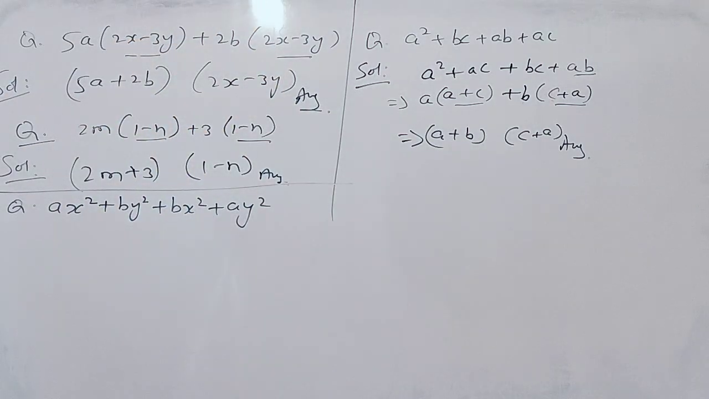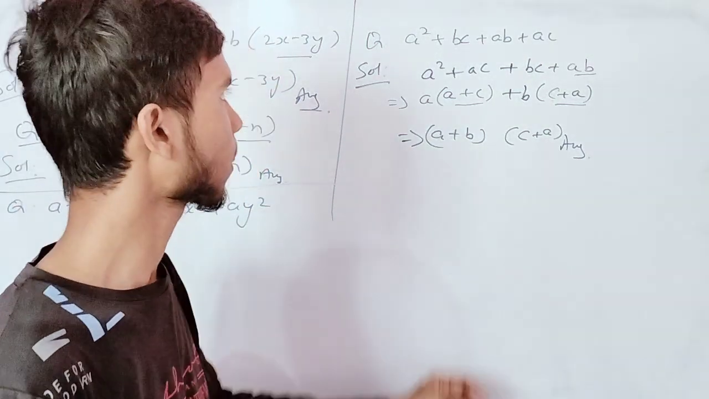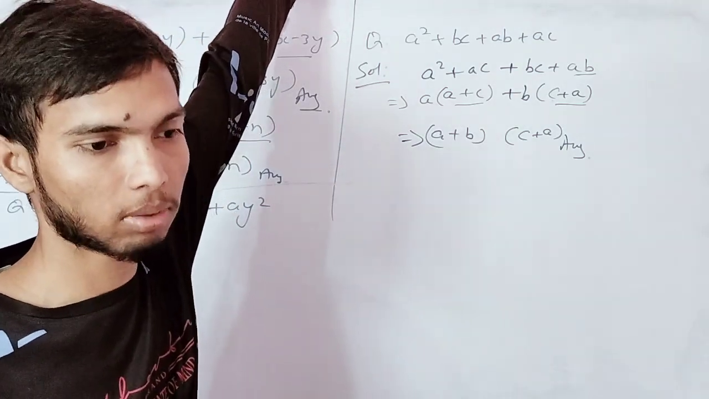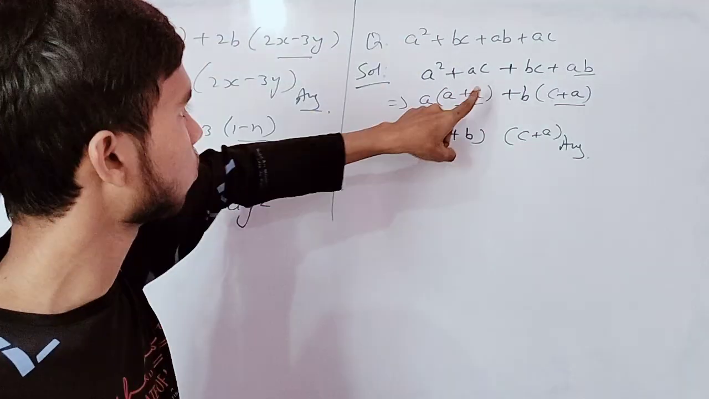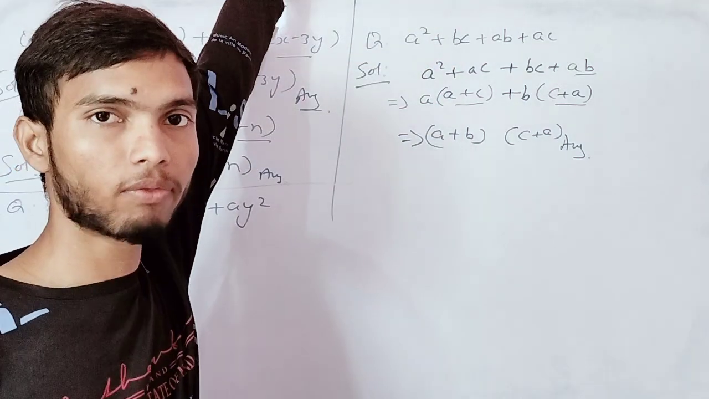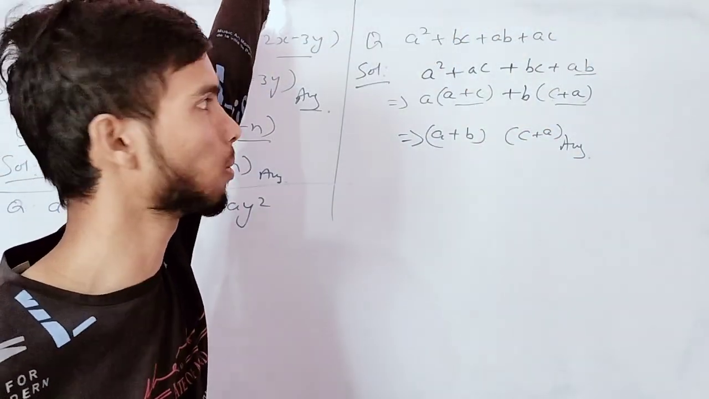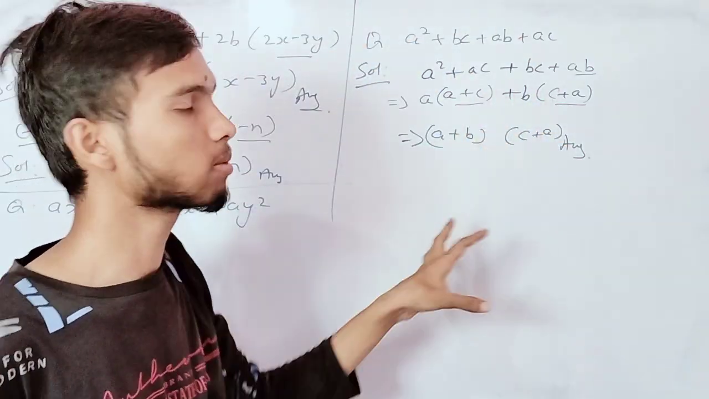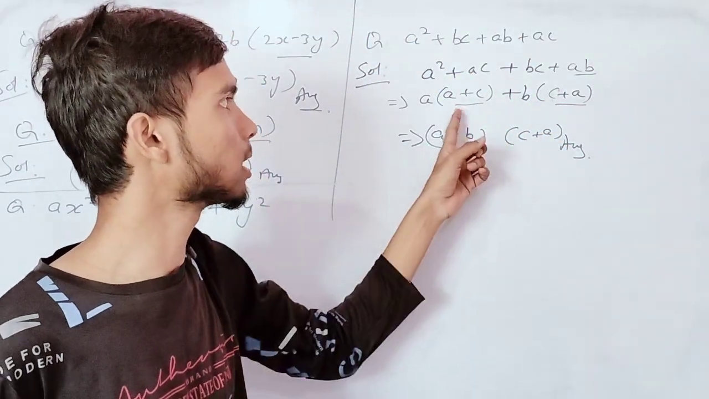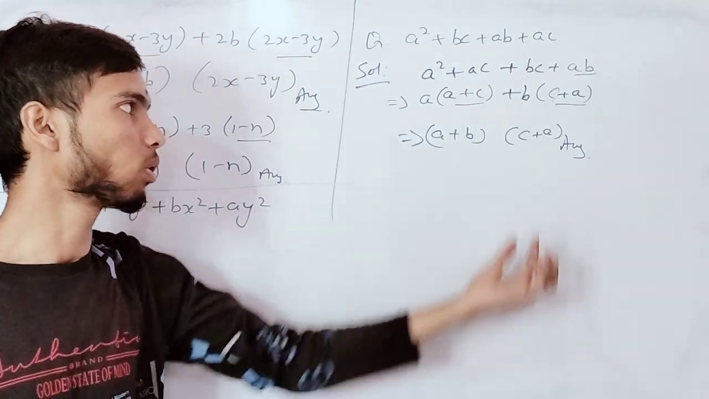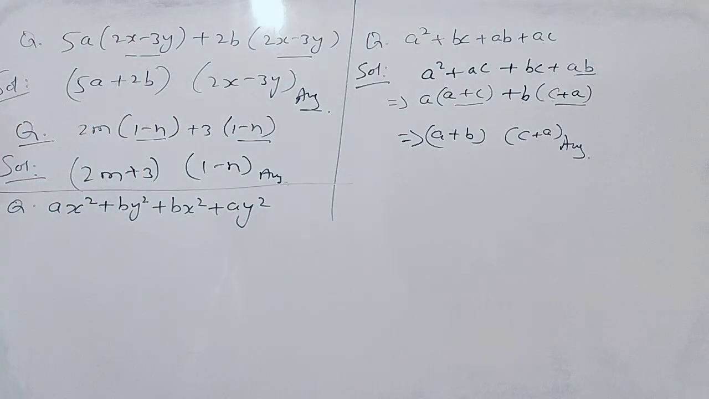This is answer. So what did we do? Just we decorated it so that something can be common. Now from these two terms we found A as a common. From these two terms we found B as a common. Now outer terms we wrote in one bracket and these two brackets were same. That's why we wrote only one bracket by taking common.